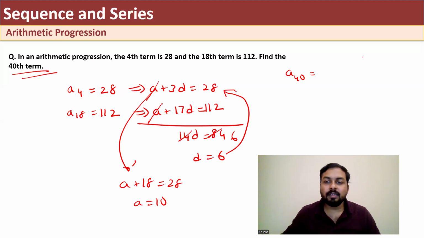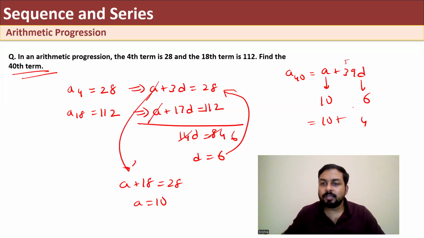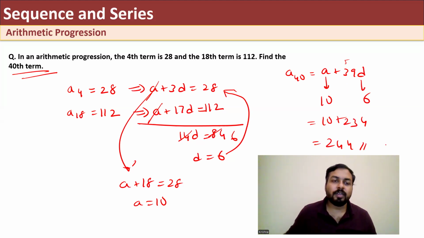Now, what is he asking us? He's asking us to find the 40th term. The 40th term is what? A plus 39D. So what is A? A is 10. 39D, D is 6. So 10 plus, 6 9s are 54, 6 3s are 18, 234. So 244 is the answer. So the 40th term is what? The 40th term is 244. Right?